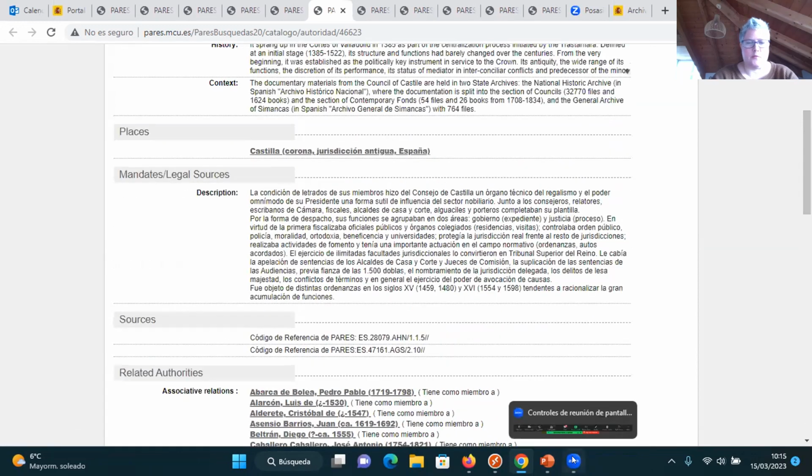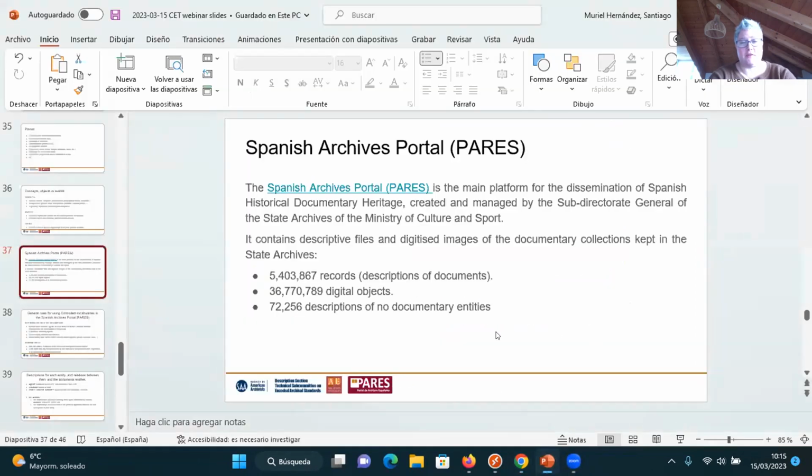Santiago, I'm really sorry, but I think we'll have to wrap up. That was a great illustration of how you can use entities and vocabularies to browse and navigate archival descriptions.